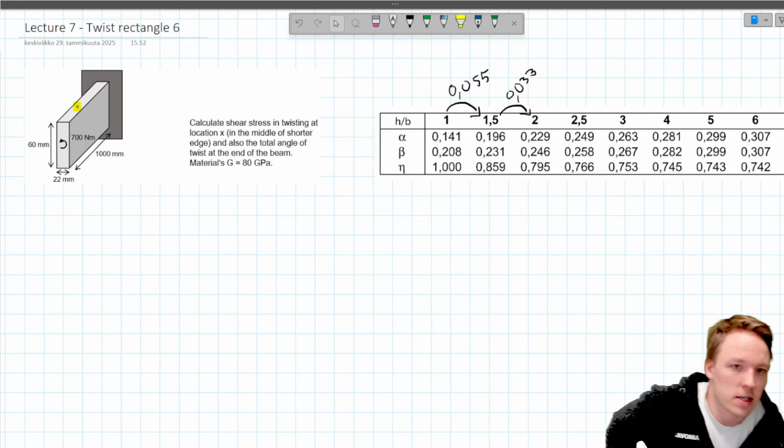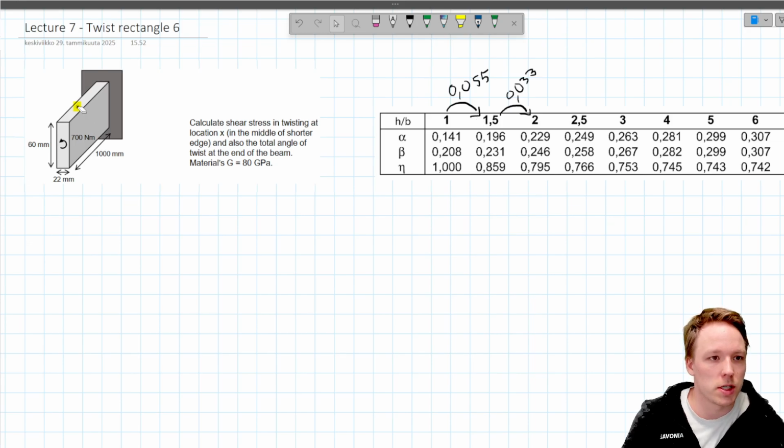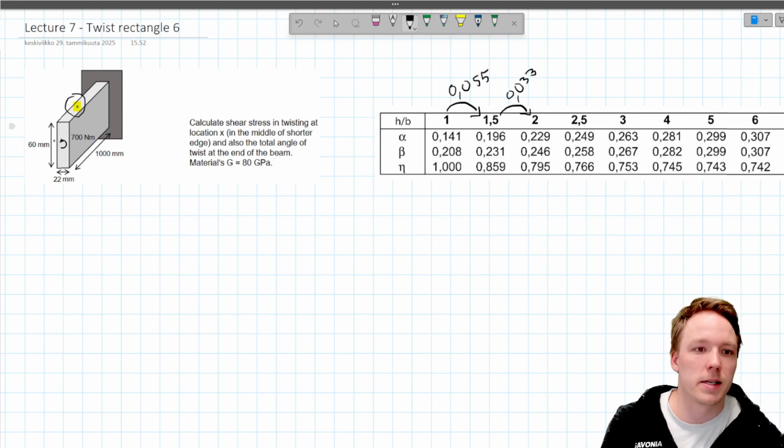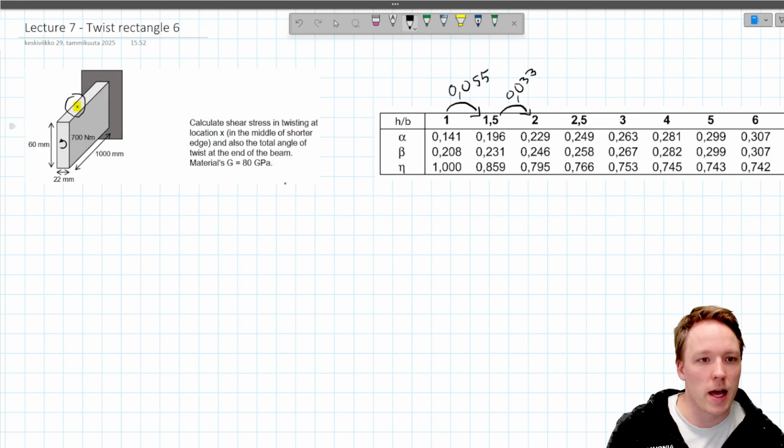Calculate the shear stress in twisting at location X, which is up here, when we have a rectangular cross section that is mounted to a wall and we are applying a torque of 700 Newton meters at the end. We must also calculate the total angle of twist at the end of the beam. The shear modulus of this beam is 80 gigapascals.